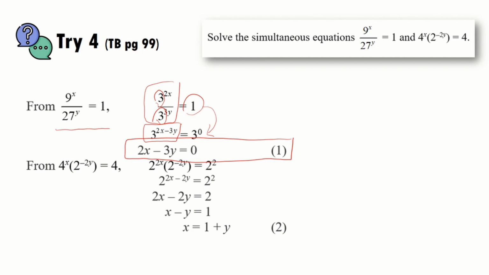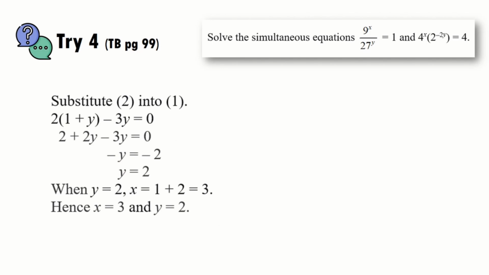Next, we will take the other second equation and also change the bases of 4 into bases of 2. Then, using our laws of indices and subsequently comparing our exponents, we will be able to get 2x minus 2y equals to 2. We can further simplify this equation by dividing by 2 across, and we get x minus y equals to 1. I can make x the subject, hence we will focus on x equals to 1 plus y as our second equation for simultaneous solving.